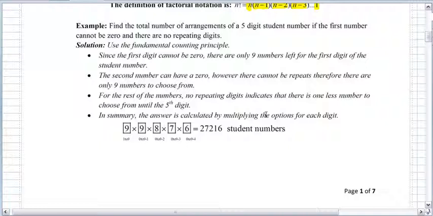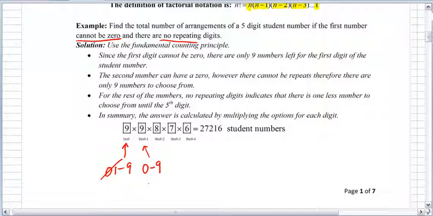Sometimes you use it, sometimes you don't, but in this first example, we're just going to stick to the fundamental counting principle. It's asking for the total number of arrangements of a 5-digit student number, where the first digit cannot be 0 and no repetitions are allowed. So we make 5 boxes to represent the spot for each digit. The first digit can be anywhere from 0 to 9. However, the restriction was no 0, so we're actually going from 1 to 9. That gives us 9 options for the first digit.